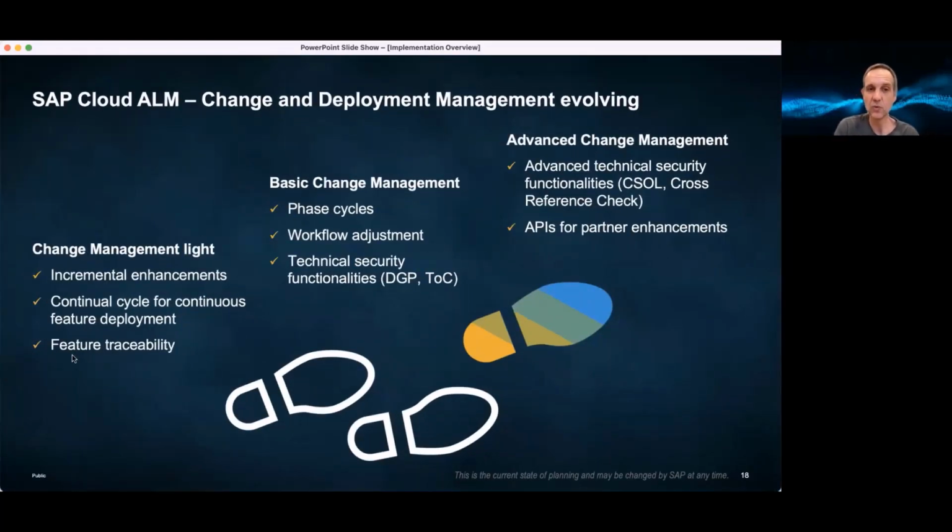So at the moment, I would say we have a change management light in Cloud ALM. So we have the possibility to do this incremental enhancement. We have a replacement for the continual cycle for continuous feature deployment. We have also feature traceability. Of course, there are more steps needed by customers. And the first thing that we want to do is deliver this basic change management. And what we see as most important there is that we also can provide phase cycles. We already have started on that. So we have now releases and deployment plans in Cloud ALM that are integrated with the feature. So the first steps are already done.